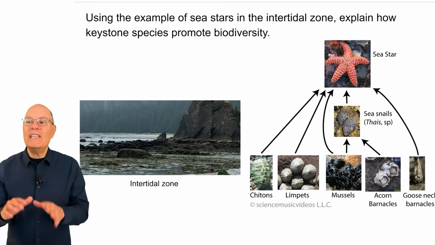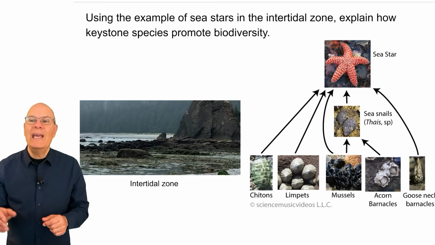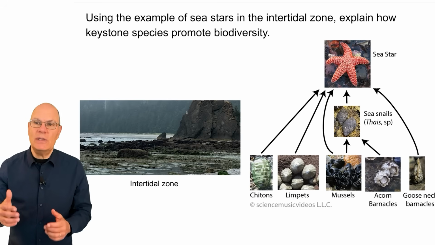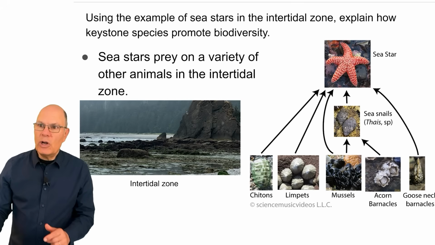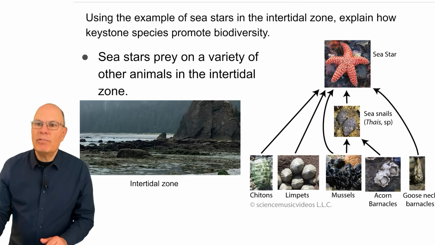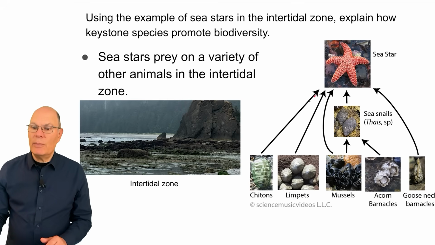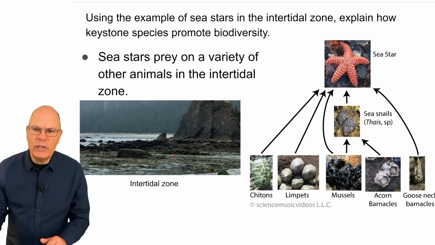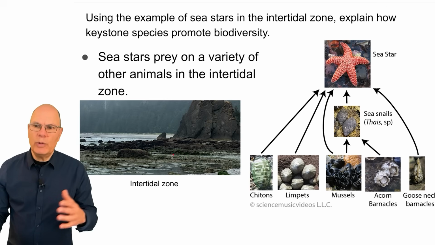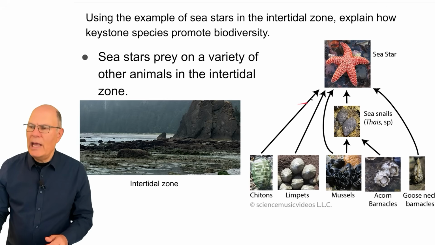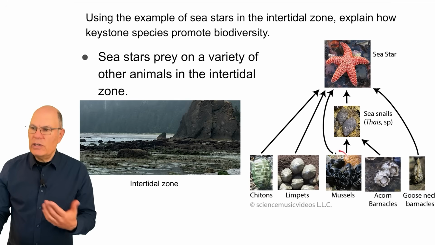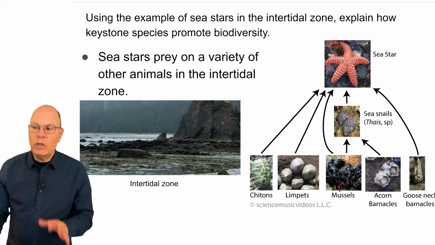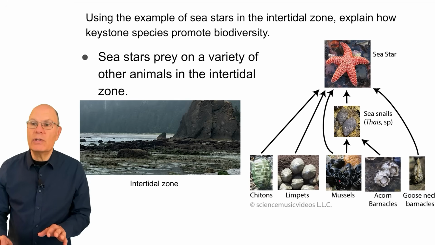Using the example of sea stars in the intertidal zone, explain how keystone species promote biodiversity. Sea stars are predators, and they prey on a variety of other animals in the intertidal zone. Here's the intertidal zone, the zone between the low tide and the high tide, and here are some of the many animals that sea stars prey on, including, importantly, mussels.